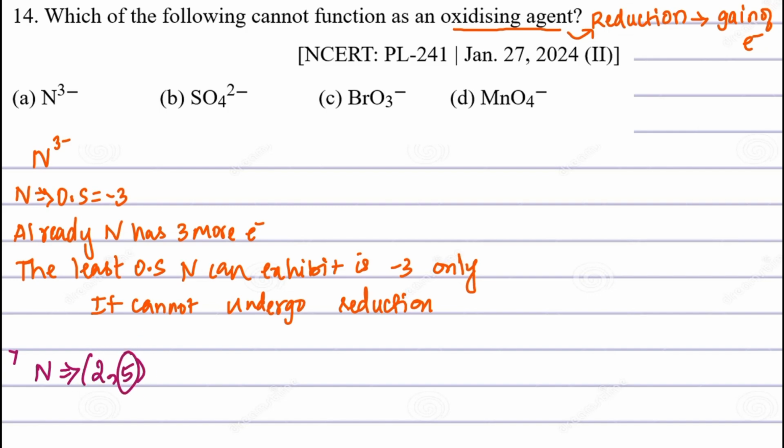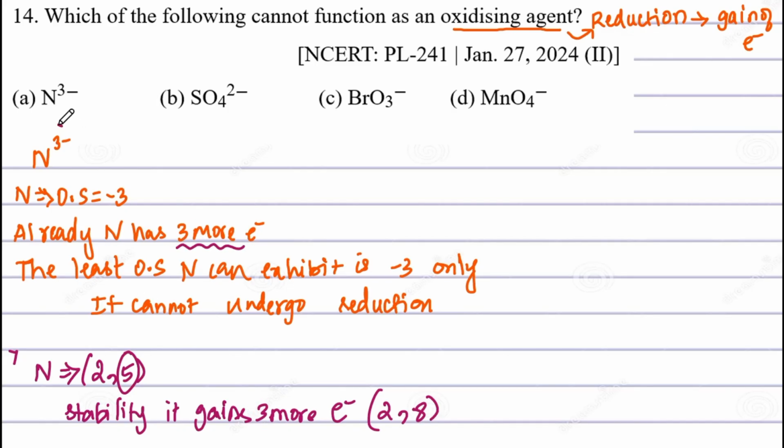So the outermost shell is having 5 electrons. To attain stability, it gains 3 more electrons. After the gain of 3 more electrons, it will become 2, 8. So only 3 more electrons it can accommodate. Already it is having 3 more electrons, so only the charge is N3 minus.